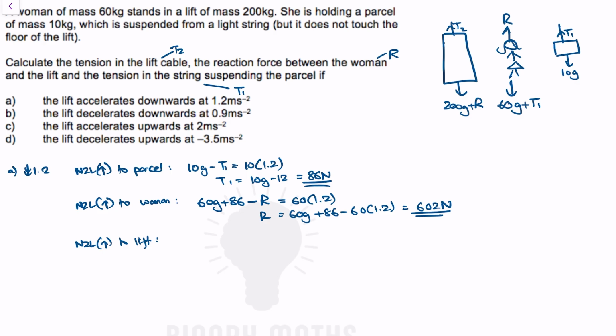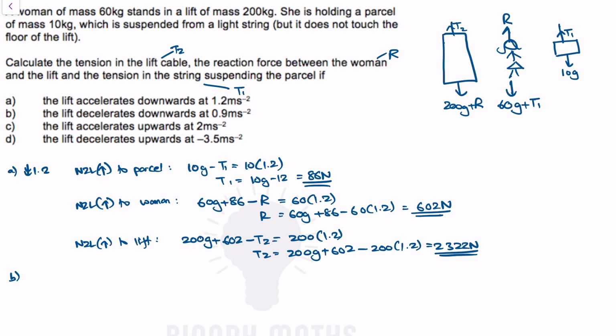And then Newton's second law applied vertically to the lift. Then as it's going down, we know 200G plus R, which is 602, minus T2 must be equal to 200 times 1.2. So T2 will be equal to 200G plus 602 minus 200 times 1.2, which works out to be 2322 newtons.